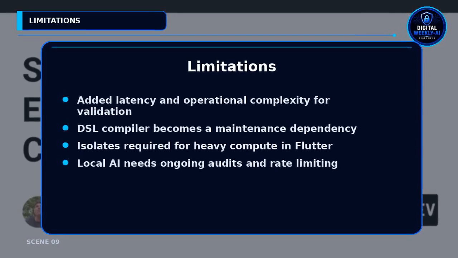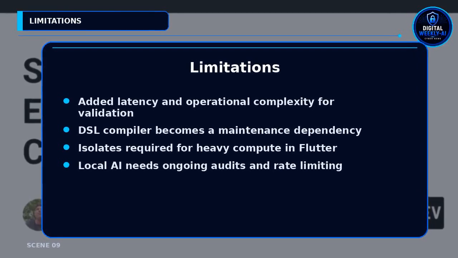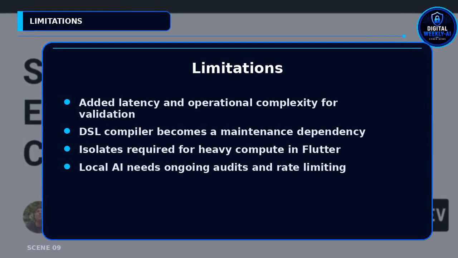Every pattern brings trade-offs. Validation layers add latency and operational complexity and require good error reporting. Workflow compilers move complexity into the DSL and compiler dependency. Dart's cooperative model still blocks on long synchronous tasks unless you use isolates. Local AI reduces third-party exposure, but needs orchestration, rate limiting, and audits to avoid data leakage.